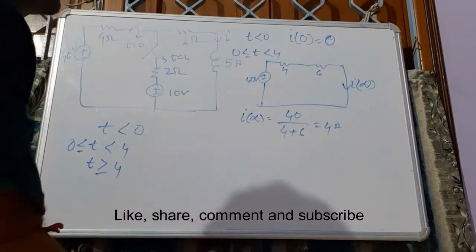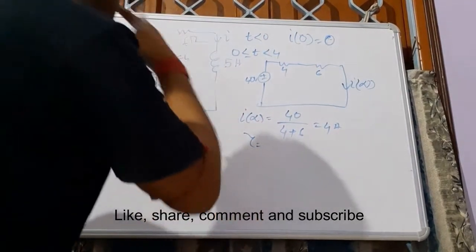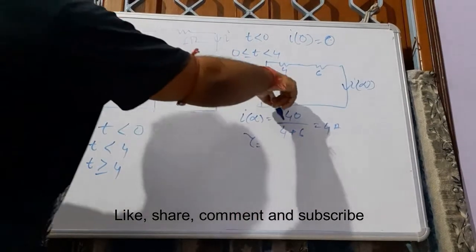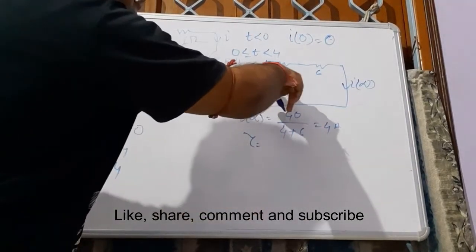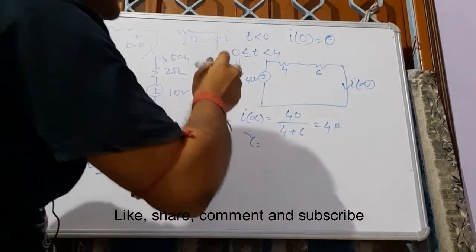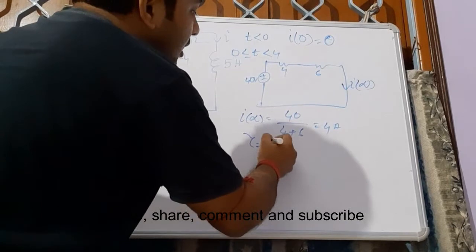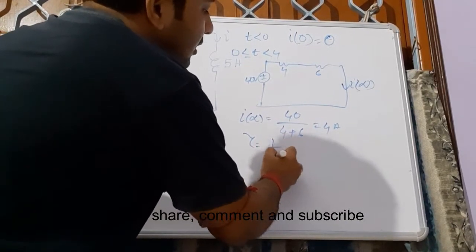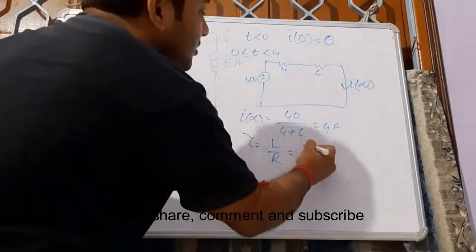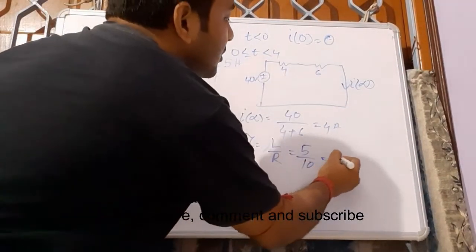And tau equals to L by R. The equivalent resistance is 4 plus 6, which is 10, and the inductor is 5. So tau equals 5 divided by the equivalent resistance 10, so 0.5.